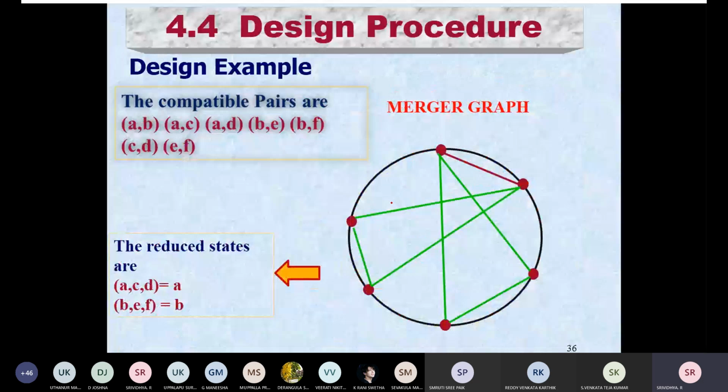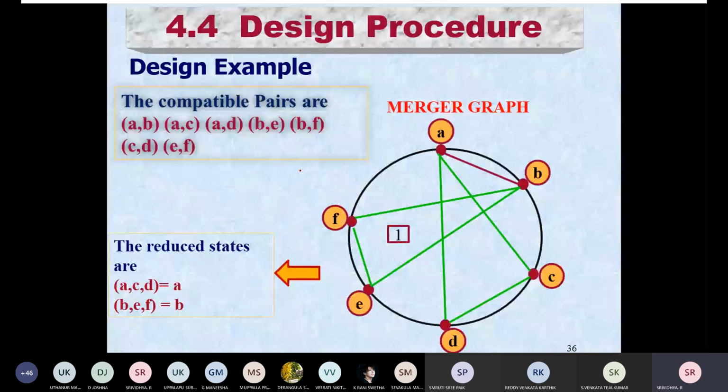The next step of your design procedure is called the merger graph. Actually, what is this merger graph? It is very, very simple. You just have to put a circle and put how many states there are. In this particular problem, we have 6 states. So I'm putting A, B, C, D, E, F. That many states I'm putting.